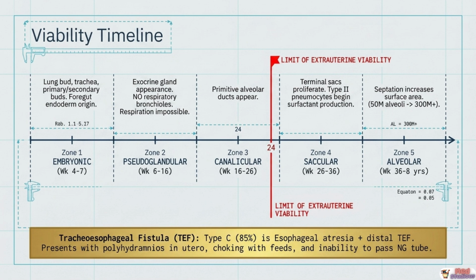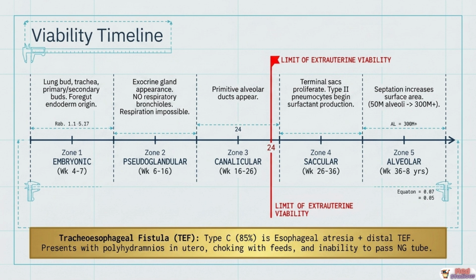An essential clinical correlate here is tracheoesophageal fistula, where the most common variant, type C, accounts for 85% of cases, combining esophageal atresia with a distal fistula, classically presenting with polyhydramnios in utero and an inability to pass a nasogastric tube after birth.